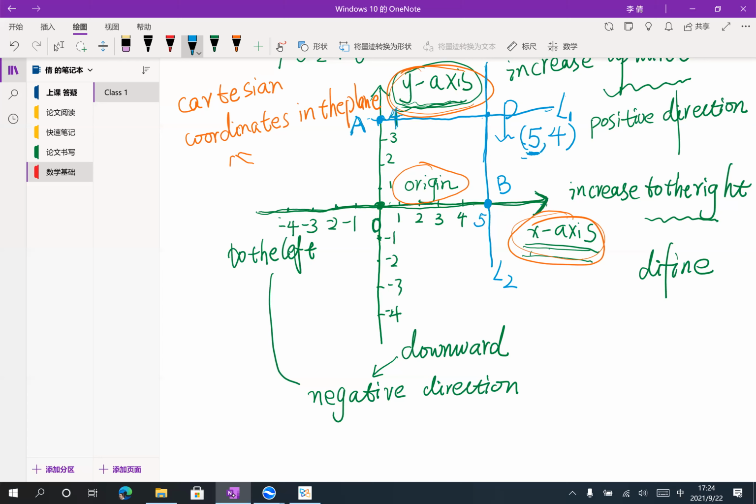So we use this ordered pair. The ordered pair (5, 4) is assigned to this point P. Okay, so using this we can assign every point in the plane, we can use this ordered pair.